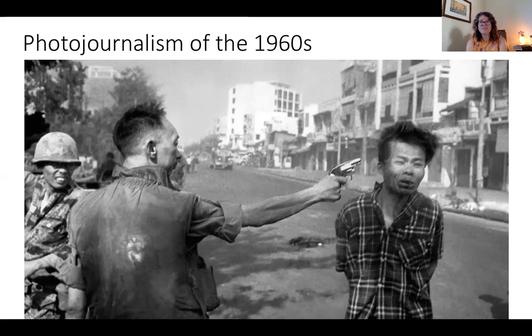So, just a moment, just a second of context that I wanted to share with you about the power of photojournalism to shape public thought, to shape public opinion.